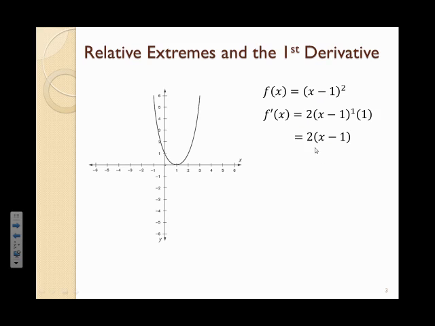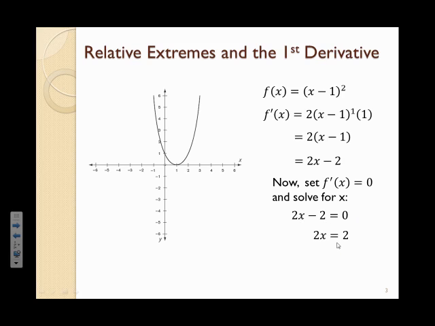And of course then we would get 2 times the quantity x minus 1, which then if we multiply the 2 out, we would get 2x minus 2. Now if we set this equal to 0, this is where the first derivative would be equal to 0, since this is the first derivative. So 2x minus 2 equals 0. Now solve for x. Find out what the value of x is. Well, we're going to add 2 to both sides. We get 2x equals 2. Then we're going to divide both sides by 2 to get x is equal to 1.